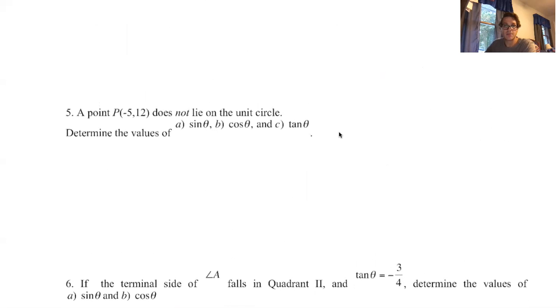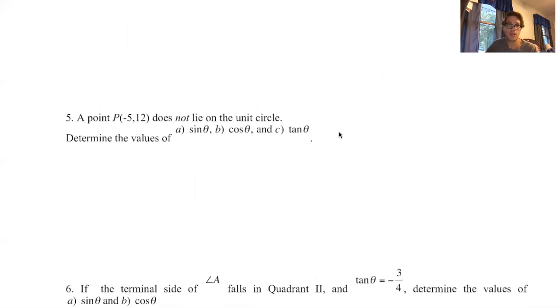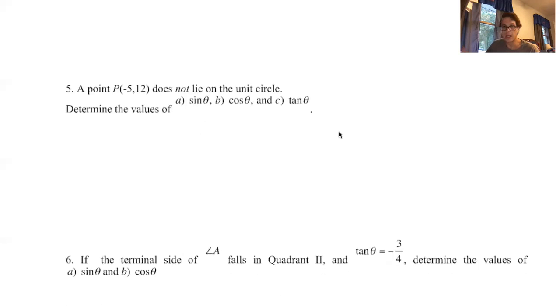Well, let's take a look at something like number 5. It says a point P with coordinates -5, 12 does not lie on the unit circle. Determine the values of sine of theta, cosine of theta, and tangent of theta. Well, we can't just use our simple little trick that sine of theta is going to be equal to y and cosine is going to be equal to x.